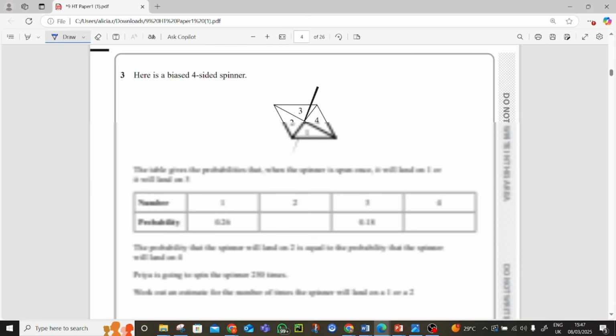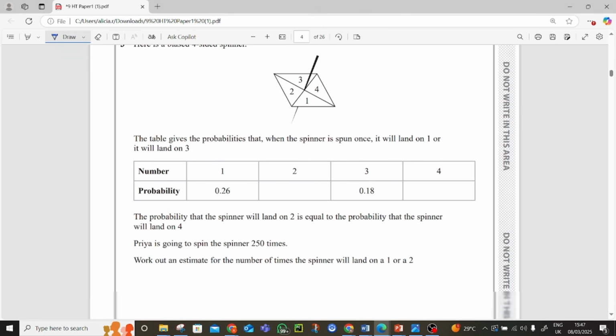Moving on to the next question. So here we have a spinner. We have the probabilities that the spinner will spin once. It will land on 1 or it will land on 3. 2 and 4 are missing. But I get this piece of information here. The probability that the spinner will land on 2 is equal to the probability that the spinner will land on 4. So I don't know what it is, but I would use some algebra. So I'm going to call both of these x. I can call them both x because they are equal, they're the same.